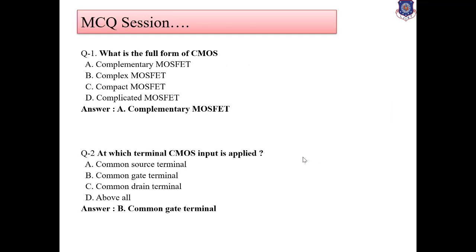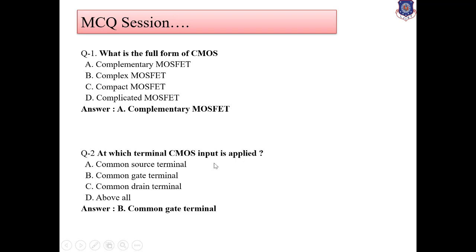So now let's take the MCQ session. What is the full form of CMOS? I have already explained it, and always learn the full form of CMOS. Complementary MOSFET is the correct answer.